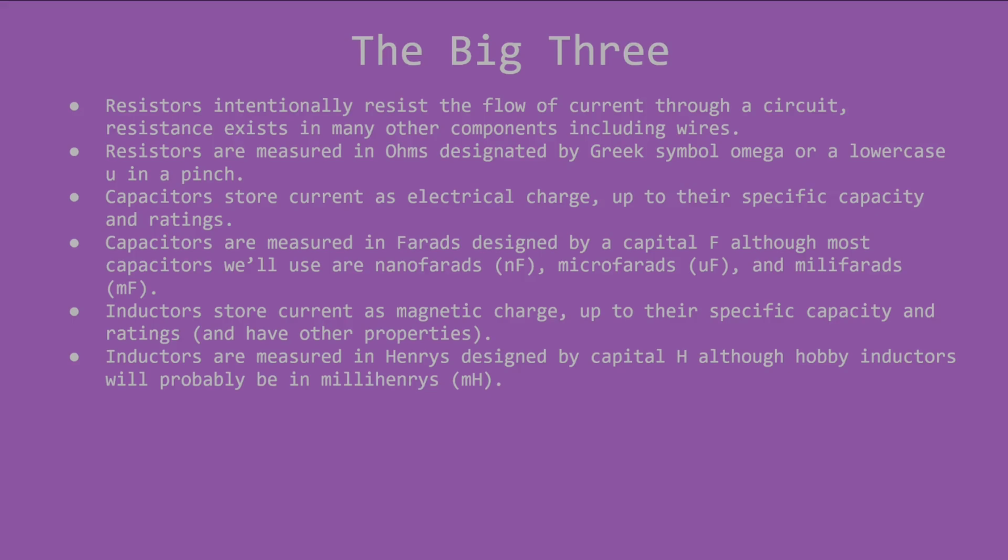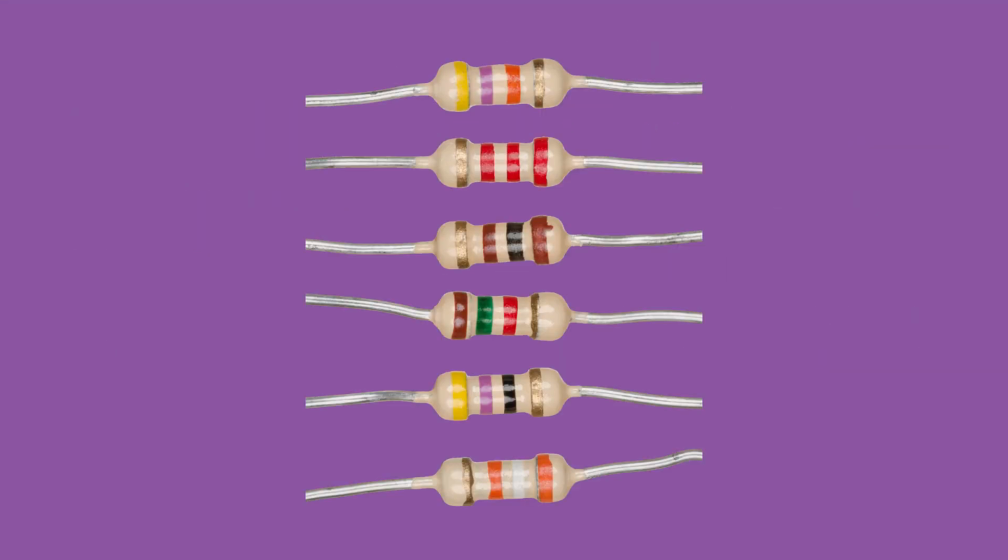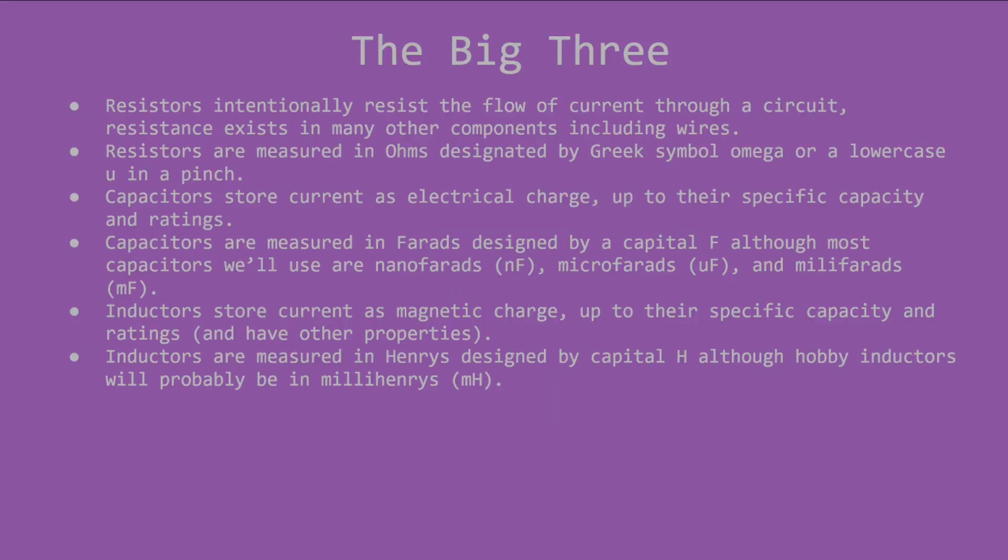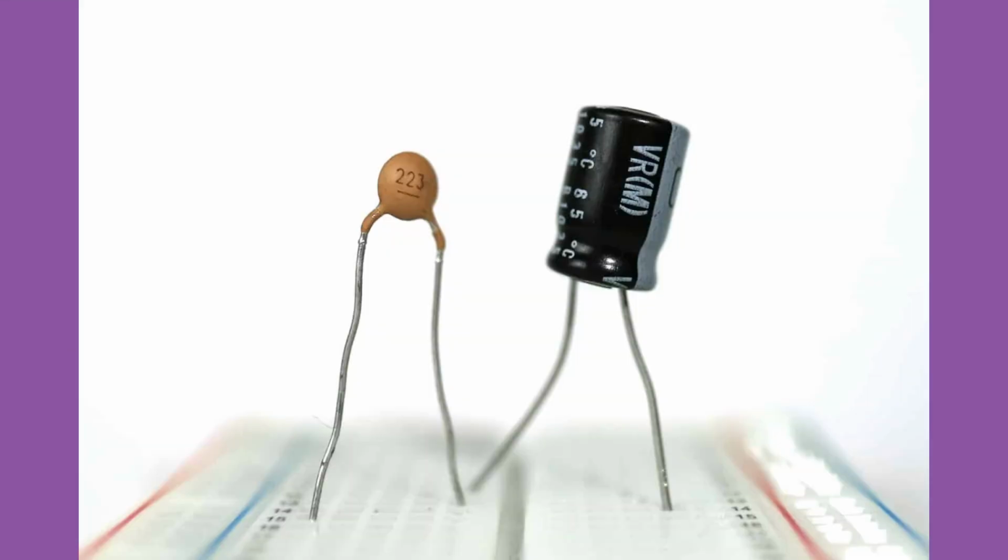All right, now going back to the big three, I've already mentioned resistors and that they're passive components. They're measured in ohms. Usually that's designated by the Greek symbol omega. But in a pinch, you can use a capital Omega or a lowercase c, and I guarantee you there are professionals who will disagree with me on that. While resistance can exist in other components, resistors intentionally introduce a set value of resistance to a circuit. Then we move on to capacitors.